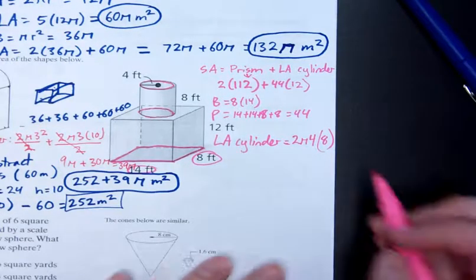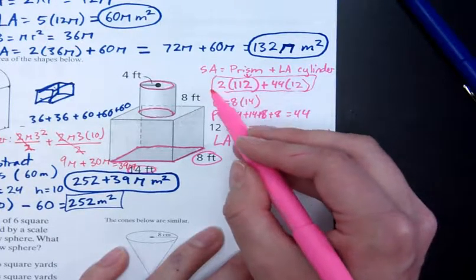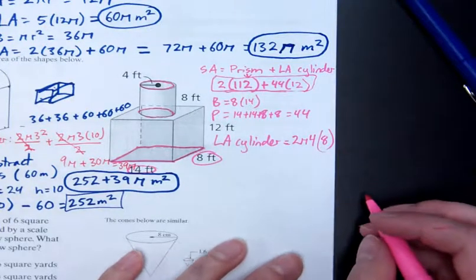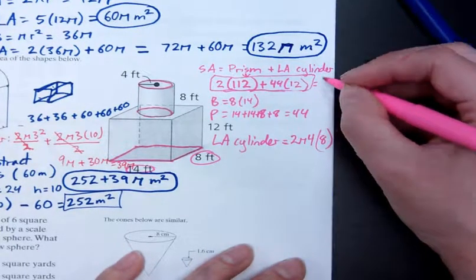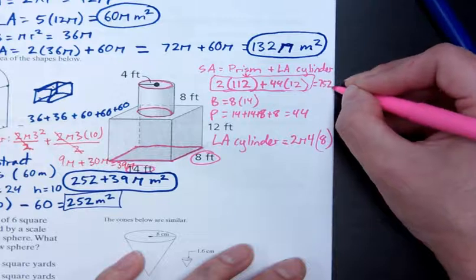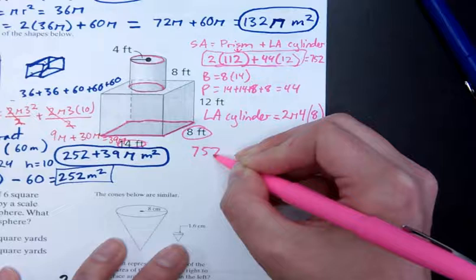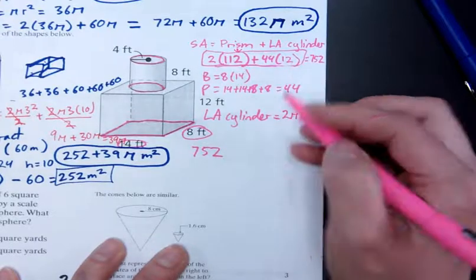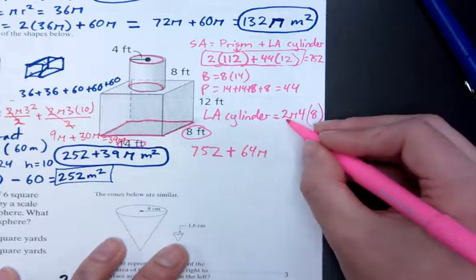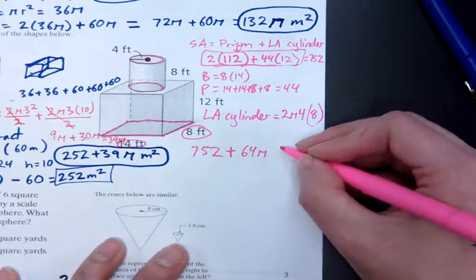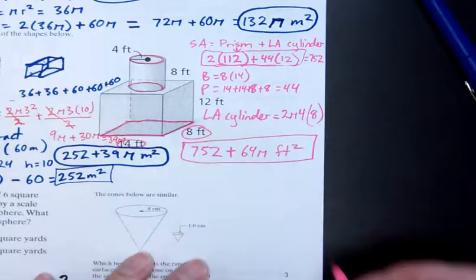And so what is this whole thing when we plug it into the calculator? Okay, so that should come out to 752. So we have 752, which is just that full surface area of the prism, plus our 64 pi, when we multiply those numbers, and then it's just feet squared. And so unless they ask for a decimal answer, we leave it in this format.